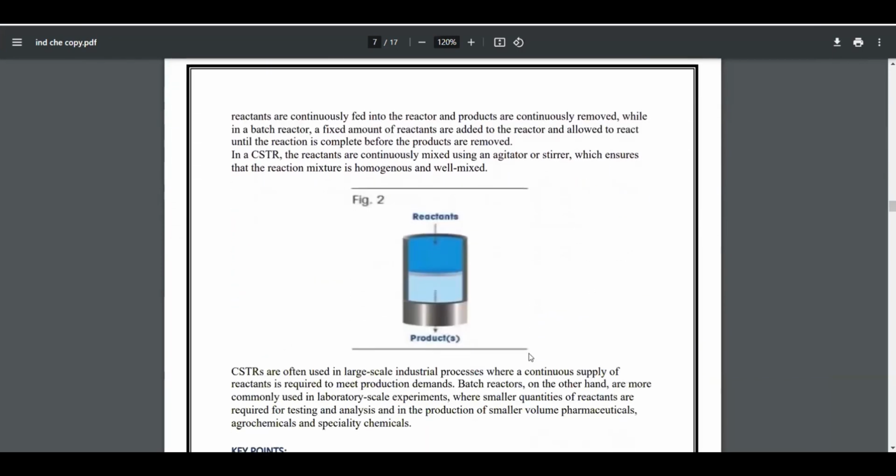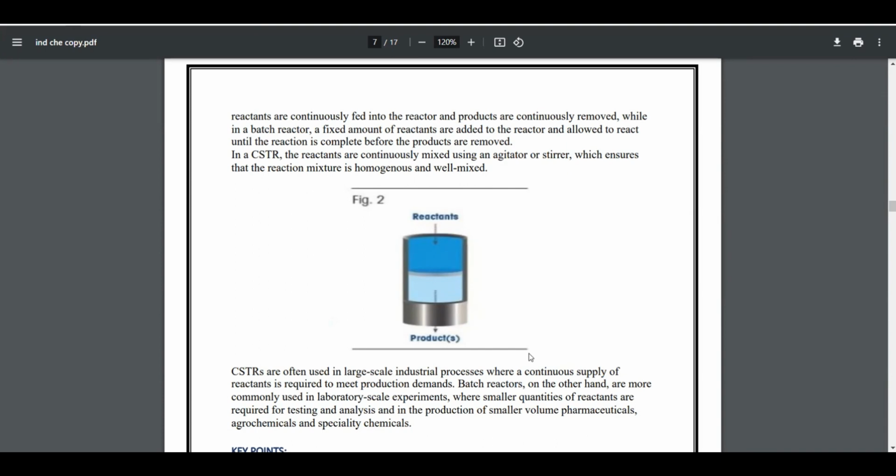So in a CSTR, the reactants are continuously mixed by using a stirrer or agitator, which ensures that the mixture is homogeneous or well mixed. And that is why CSTRs are used in large-scale industrial processes where a continuous supply of reactant is required.